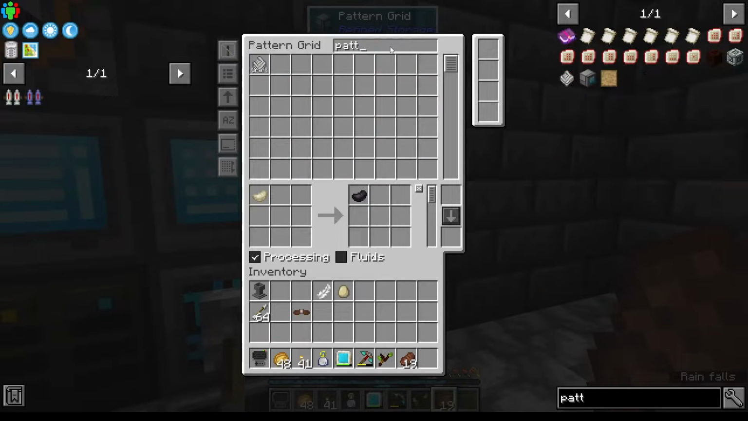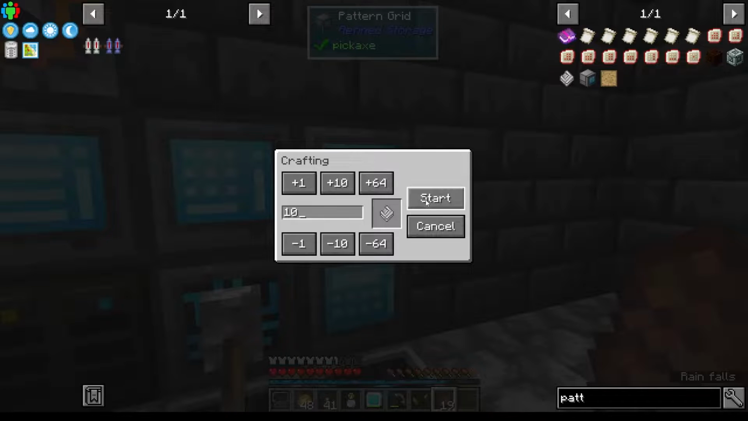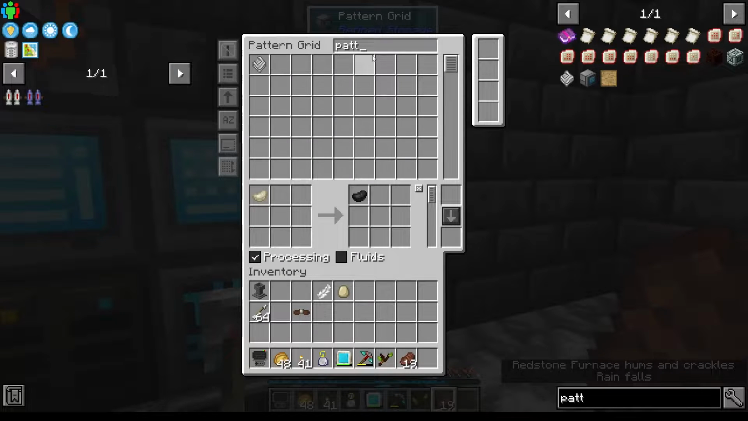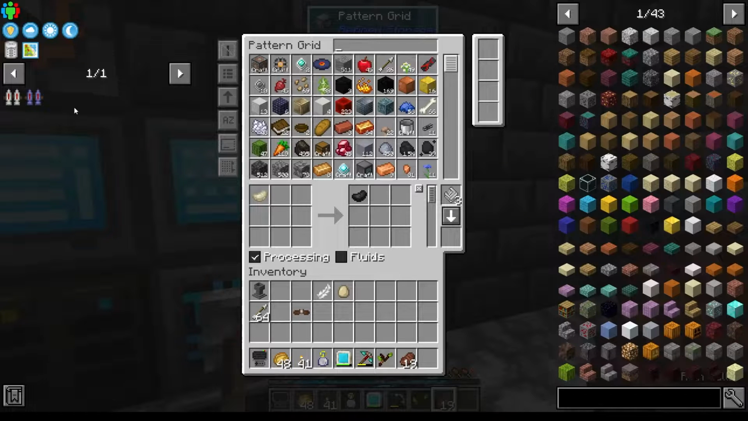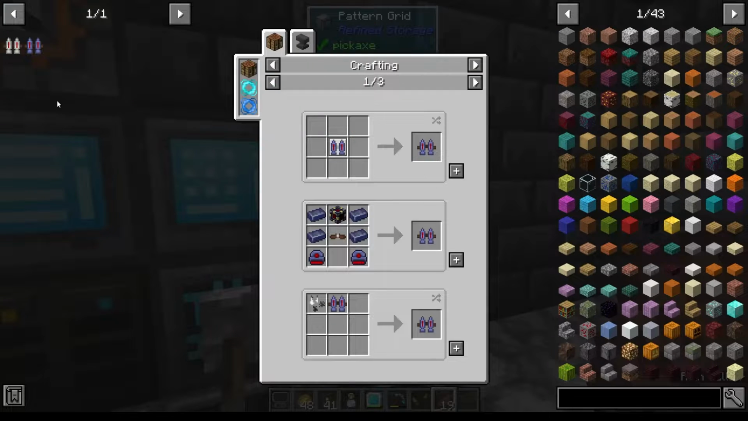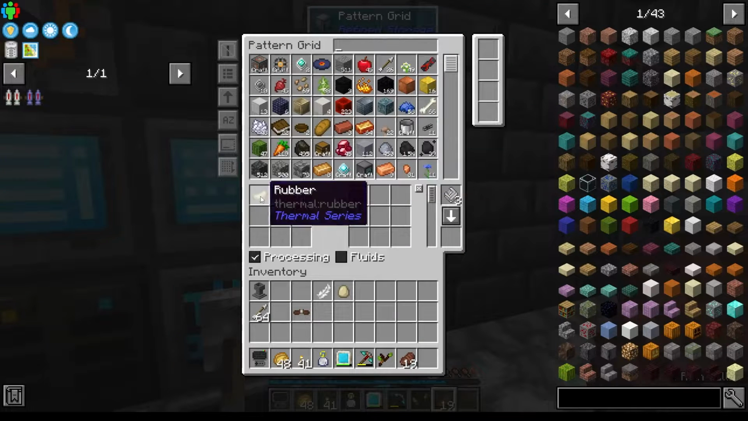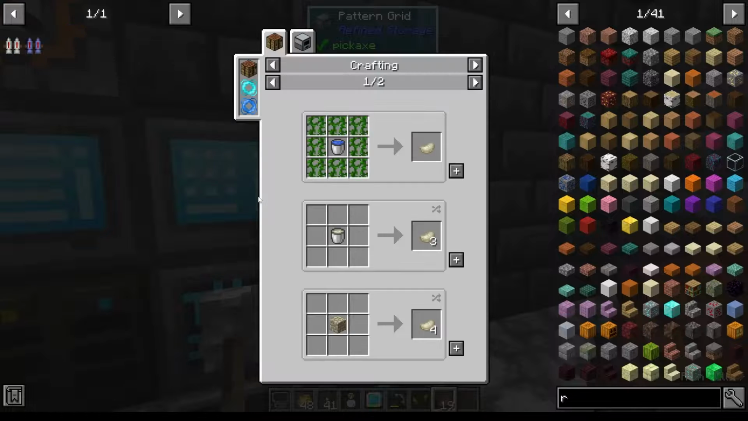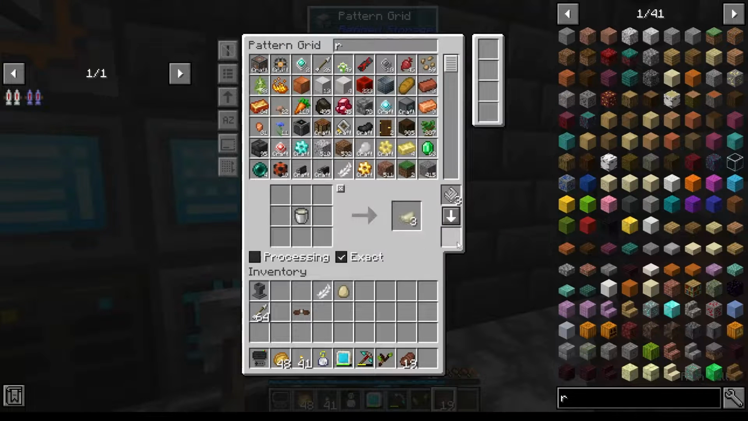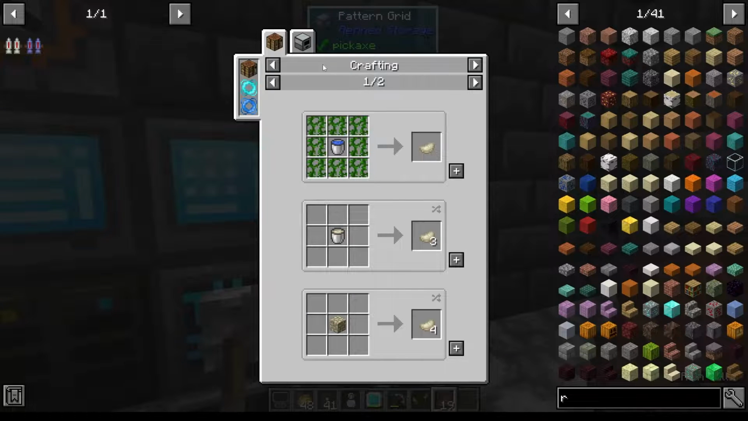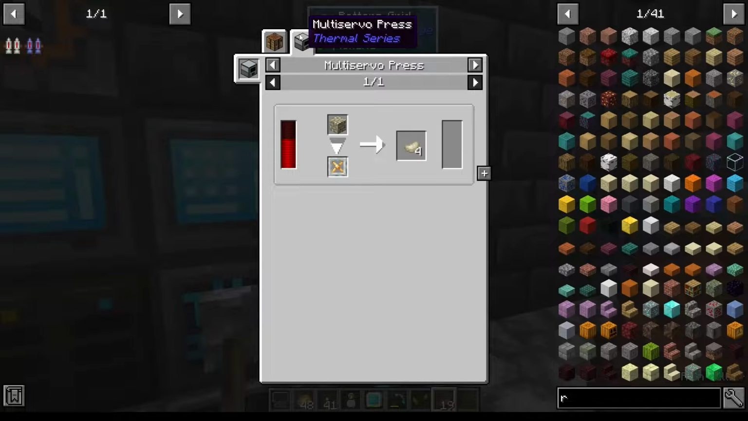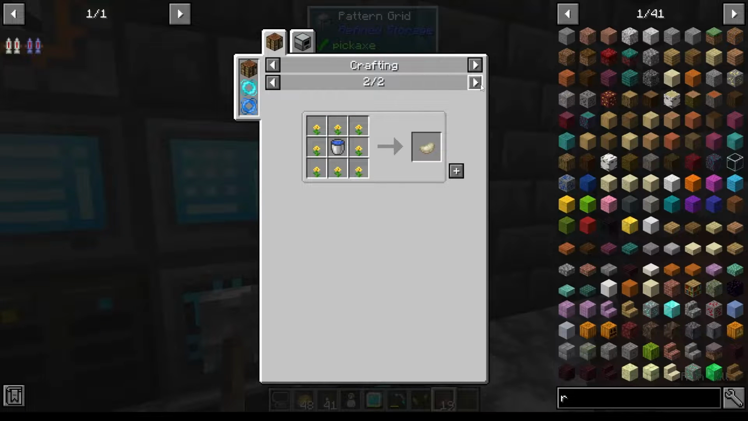We need some more patterns. Let's see if we can get 10. It says we can. Good. Okay, so there's some patterns. What else do we need? We need a way to make this as well. Recipe for this is basically going to be this. We get a latex bucket. It gives us 3 rubber. So I think there's basically no other good way to get that.